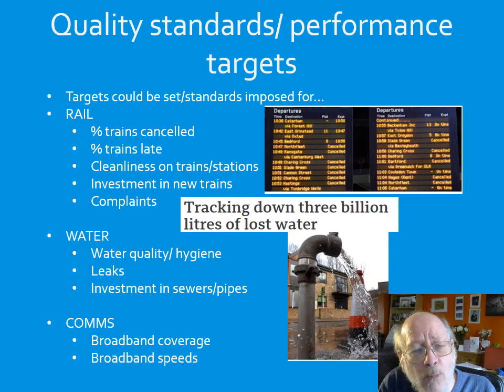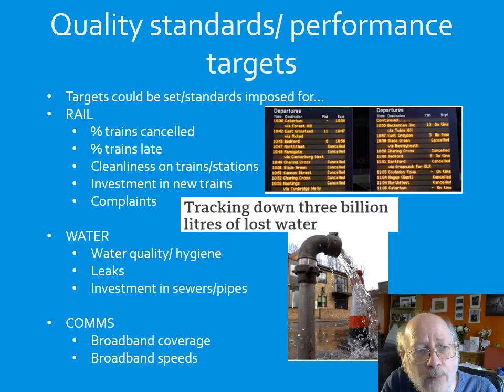Well, we could back up the price caps with quality standards or performance targets. So, for example, the ORR could set standards on, say, the percentage of trains that are cancelled, the percentage of trains that are late, cleanliness on trains, investment in new trains, how they deal with complaints. A little bit like if, say, you are constantly missing classes or late for classes, then that will probably be picked up within your school or college's disciplinary system. For water quality, water hygiene, how they deal with leaks, investment in sewers and pipes, communications, things like broadband coverage, broadband speeds.